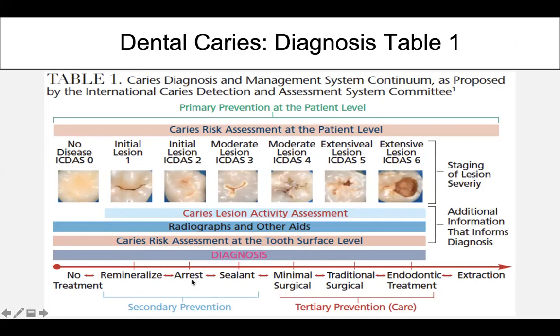Arrest, how to arrest? Give antibiotics to arrest the infection. How to give sealant? You can arrest and use amalgam, give some filling to the teeth. Okay, perfect. And then there is no treatment, there is secondary prevention, and then there is tertiary prevention care. So this is a very good overview of the diagnosis of dental caries. Now we go to random assessment of our own class, dental caries.